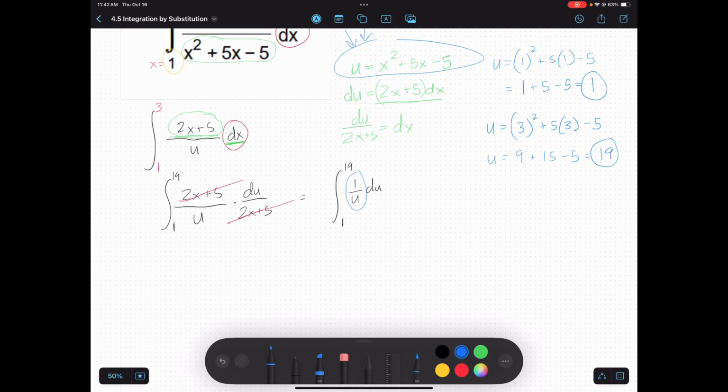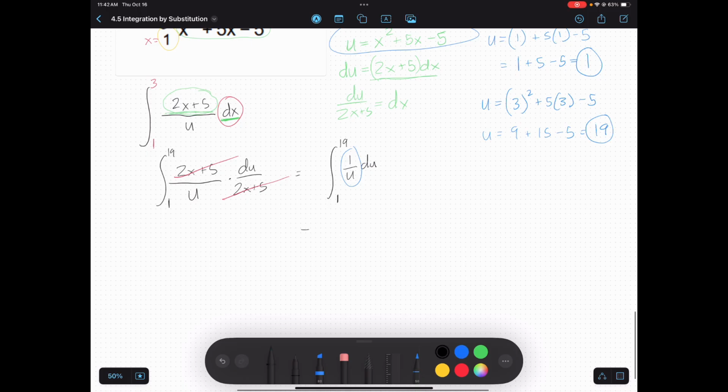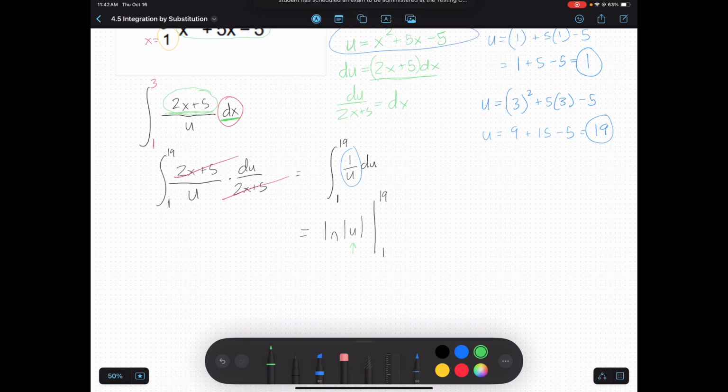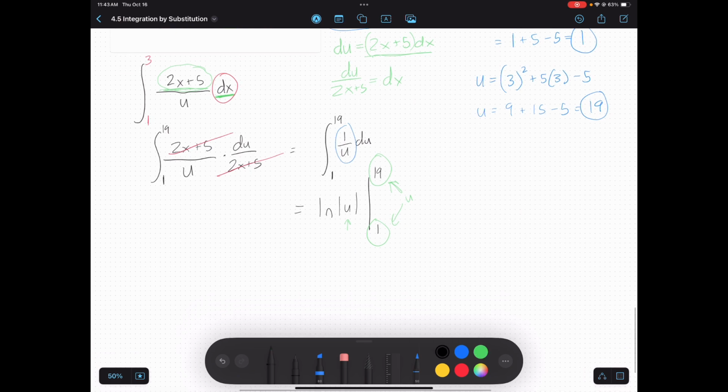Ooh, we haven't seen this one in a while. What's my antiderivative of 1 over u? That's where I get the natural log of u, and then that's evaluated from 1 to 19. Now this is what I was talking about in the concept video: now that I have it in terms of u and I'm done taking the antiderivative, I might think, oh, now I need to plug my function of x back in for u. But remember, we've already switched these bounds in terms of u, and therefore I don't need to replug my function back in. I can just finish this right now.